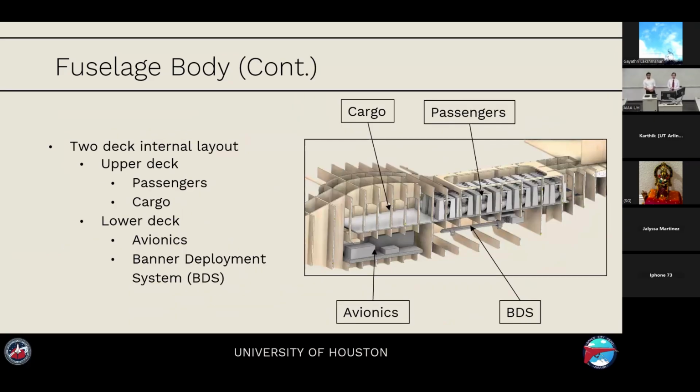So our fuselage is going to be a 2-deck layout, where the top deck will have the cargo and passengers, and the lower deck has the avionics and the banner deployment system. Having the 2 decks helps us better organize the internal components and allows us to have the heavier components like the pucks and the avionics bay in the front of the plane to help us with our CG.